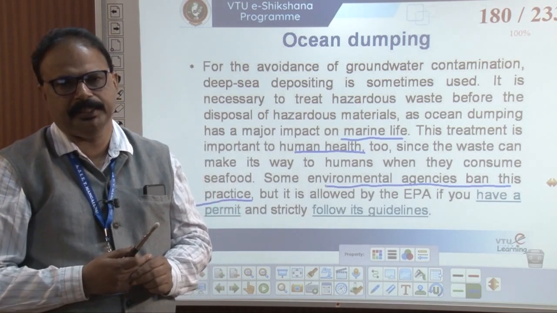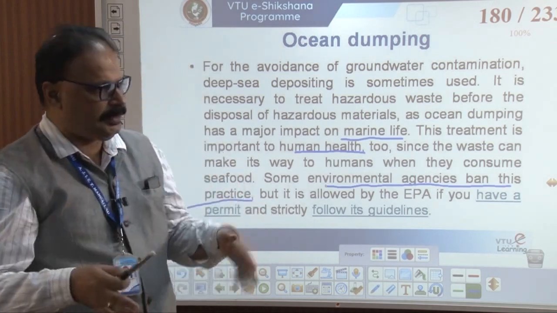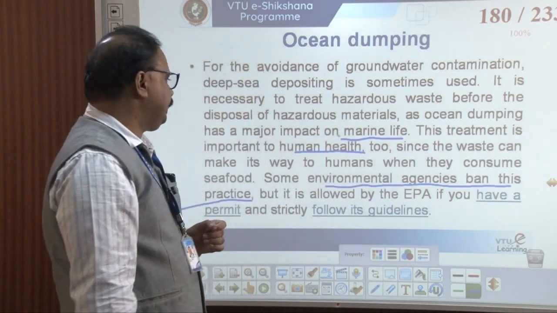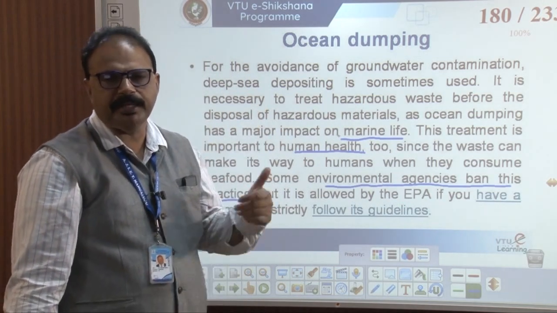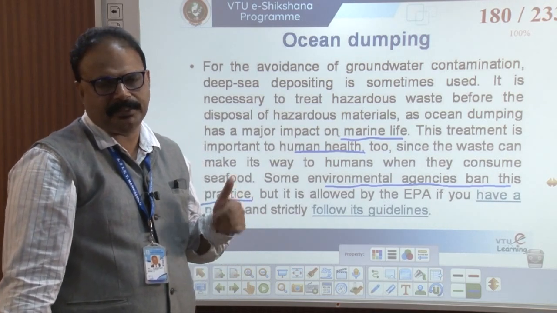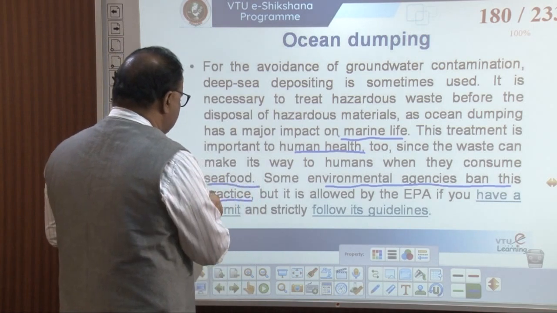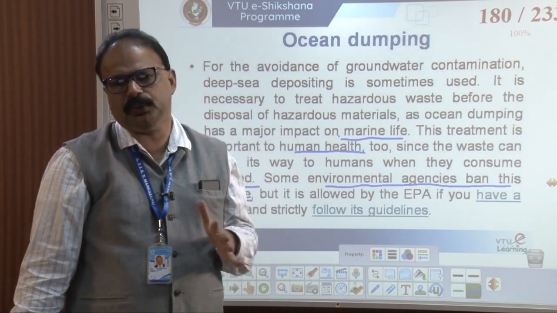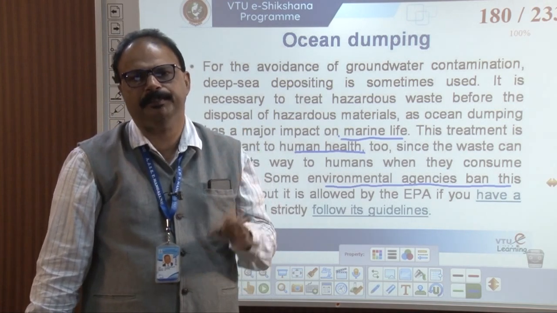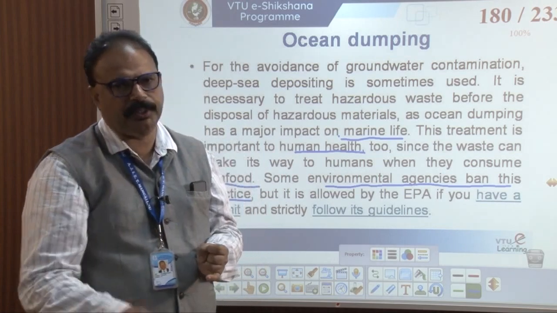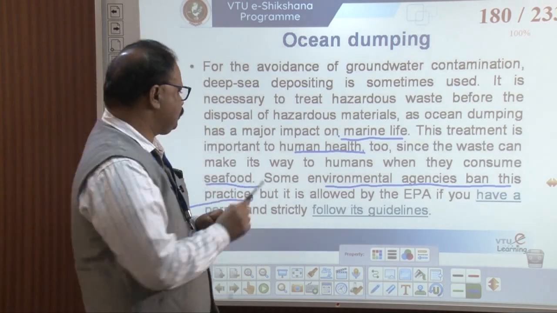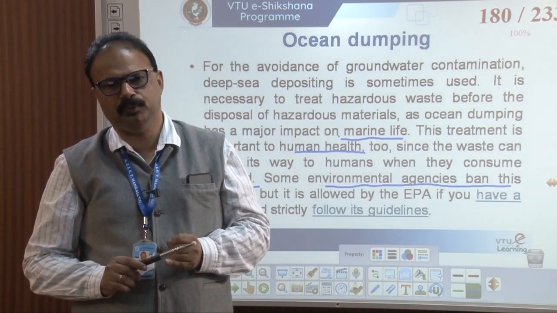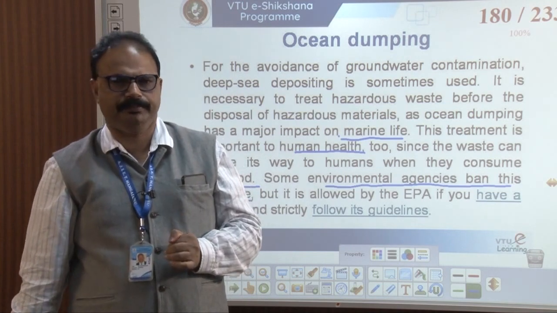If you go inside the ocean and dump hazardous waste, that will affect marine life. Aquatic animals and aquatic plants will die. Humans will also get diseases if they eat that fish. This is the seafood problem for those who consume seafood. Some environment agencies ban this and do not allow it. Strictly follow the guidelines, because if you dump inside the ocean, it kills the fishes and marine life, and it is harmful to human health.